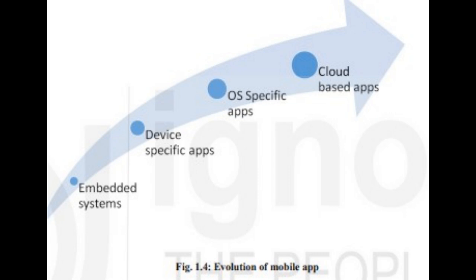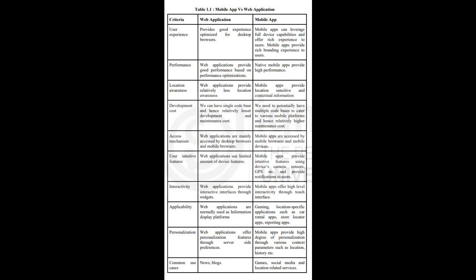1.5 Evolution of mobile-based applications. A brief overview of various stages of mobile app development is depicted in Figure 1.4. Figure 1.4. Evolution of mobile app. The core features of the various stages of mobile app evolution are detailed below. Embedded systems. In this category, we have embedded systems such as calculators on various devices. The embedded systems had limited functionality.